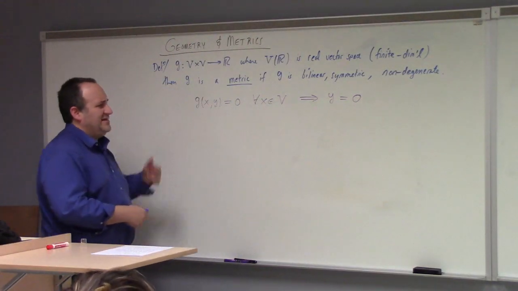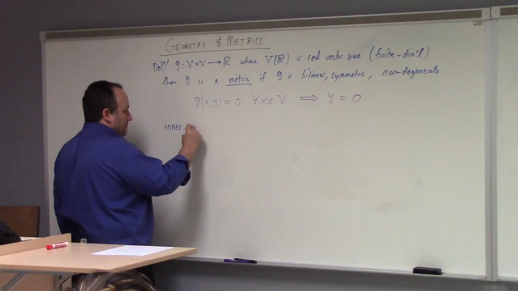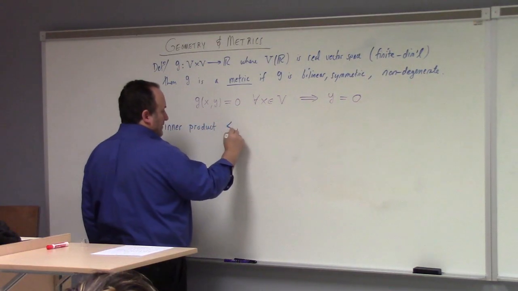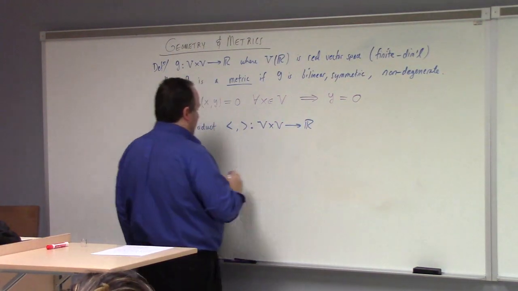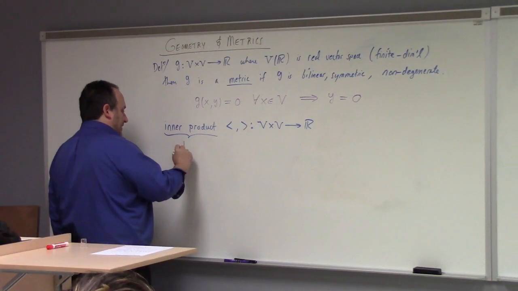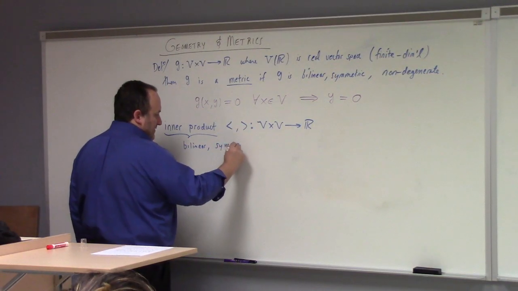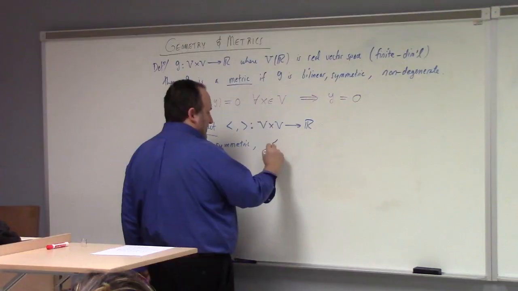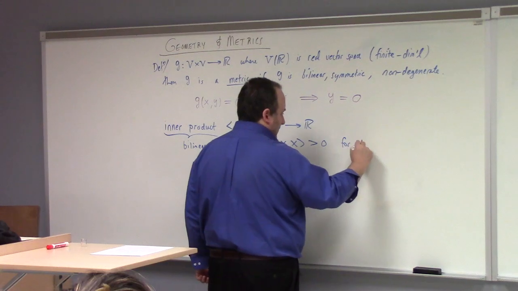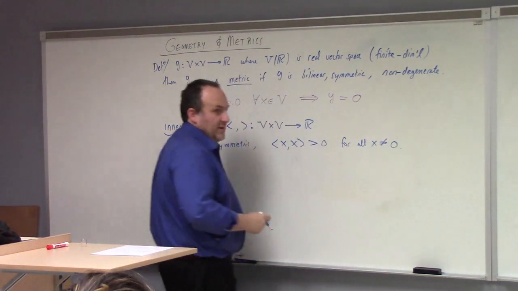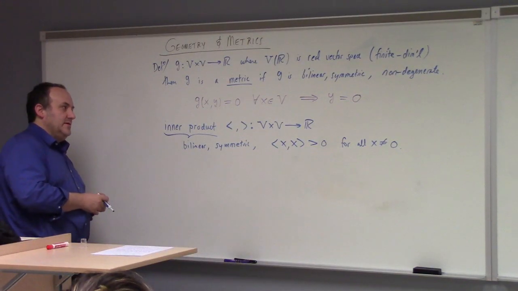Anyway, that's non-degenerate. Notice that an inner product, what's the difference? So if we're talking about an inner product on a real vector space, this is also bilinear. And it's also symmetric in the real context. But then we have the condition that x comma x is positive for all x not equal to 0, right? That was the axiom for the inner product, right?